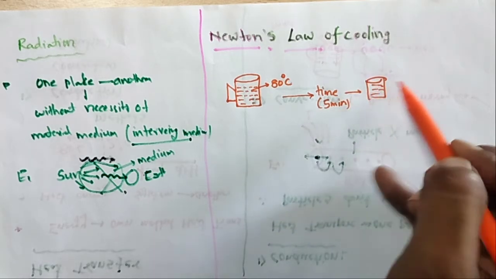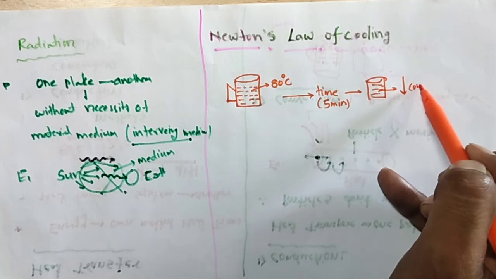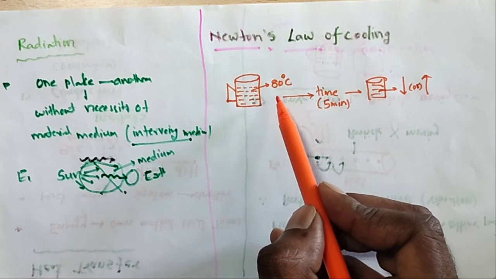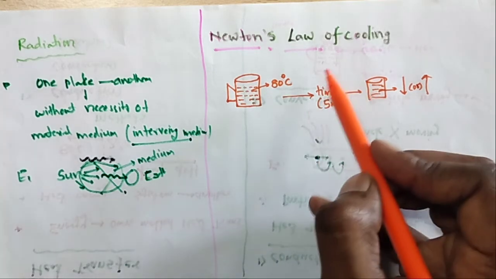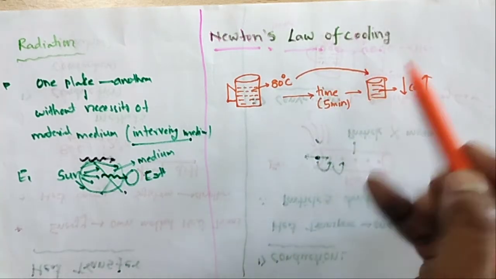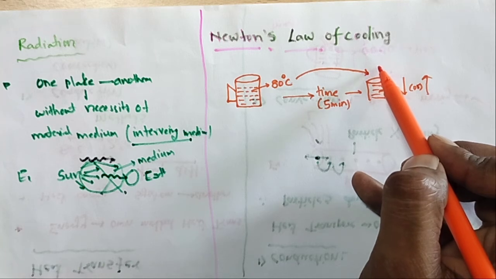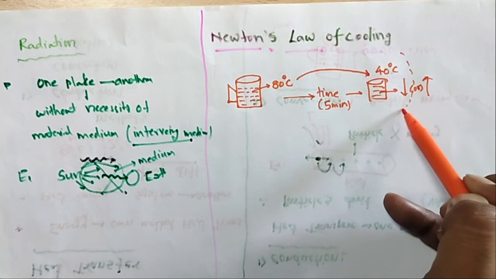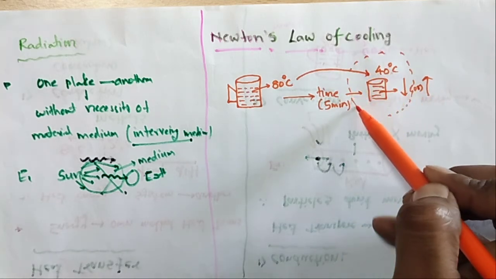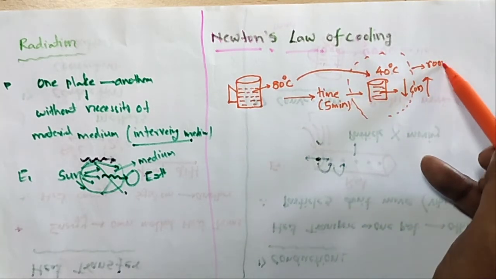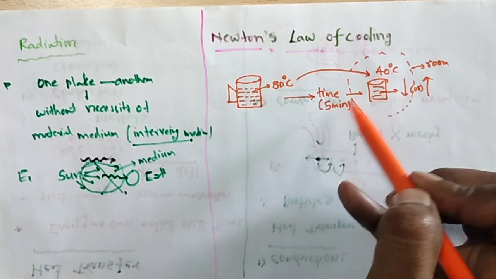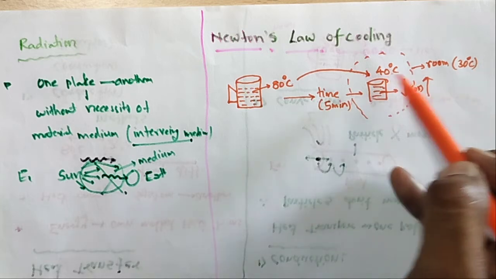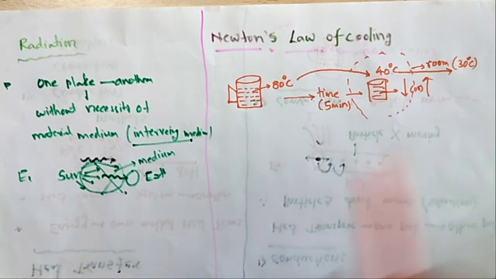Does the temperature of the coffee decrease or increase? That is my question. After 5 minutes, the temperature will compulsorily decrease. I am assuming it is 40 degrees, because of the surrounding temperature, the room temperature. The room temperature I am assuming to be 30 degrees, for example. So the coffee is cooling from 40 degrees toward 30 degrees.